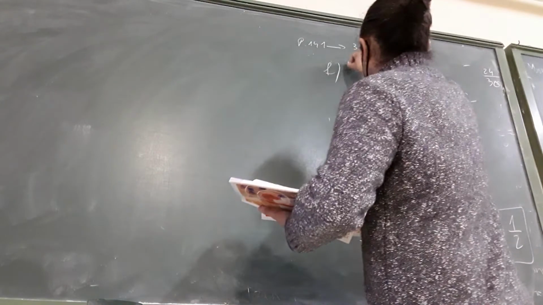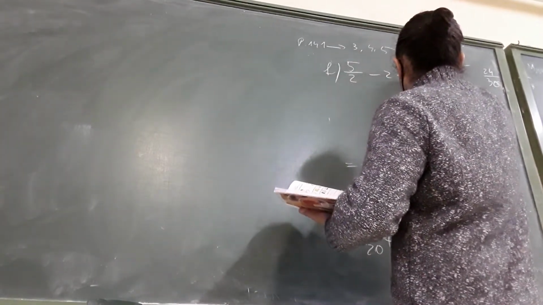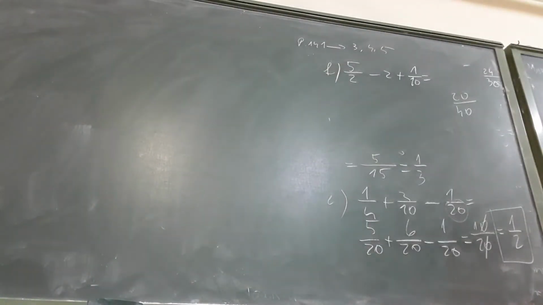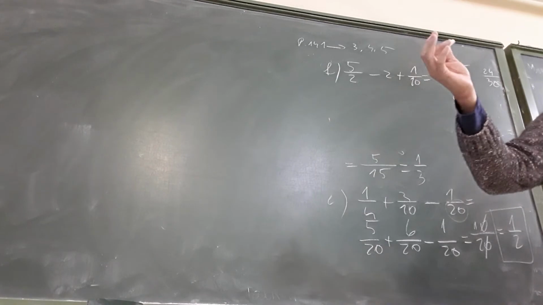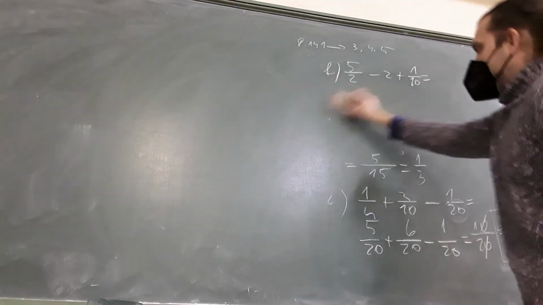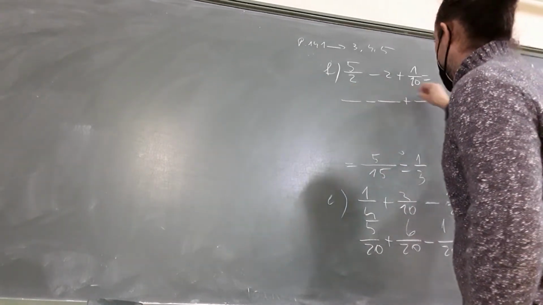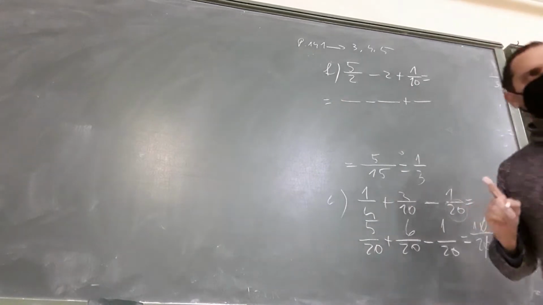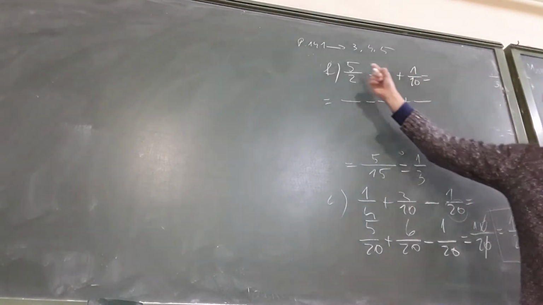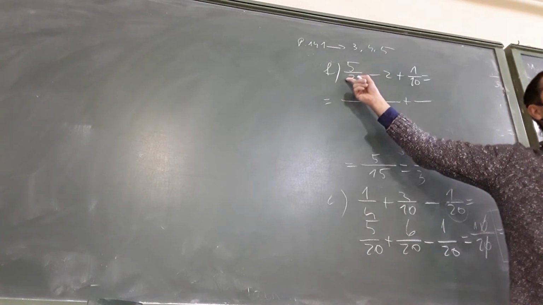Okay, F. 5 halves minus 2 plus 1 tenth. And that one is 4. Adrián, do Manel. What is the lowest common multiple? Manel. 20. Is it 20? It's not really 20. What is the lowest common multiple of 10 and 2? 10. It's 10. Can we do it with number 20?